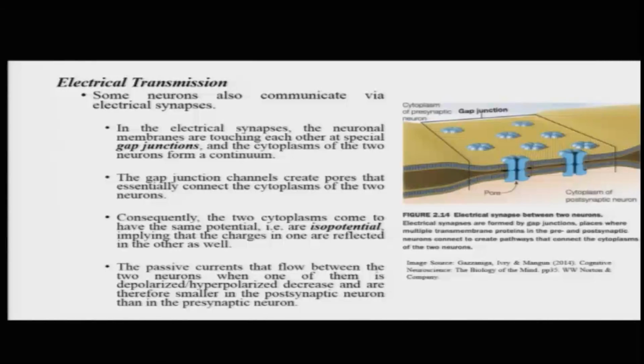Now this was more about chemical transmission. We can also talk a little bit about electrical transmission or electrical synapses. Electrical synapses work slightly differently, wherein the two neurons actually come in contact with each other. They touch each other via what are called gap junctions. You can see in the figure on the right. These gap junctions are specialized structures through which the cytoplasms of the two neurons become joined with each other and almost form a continuous system.